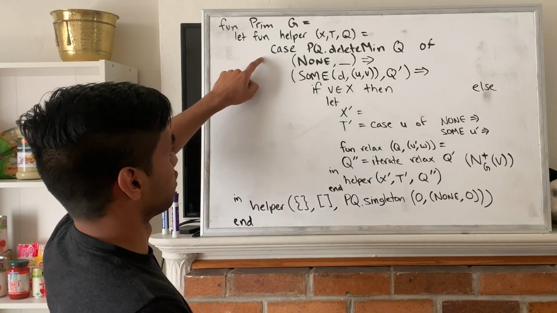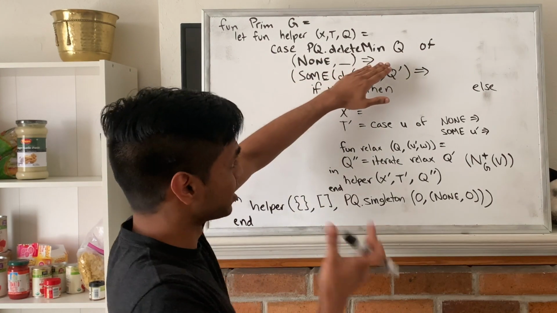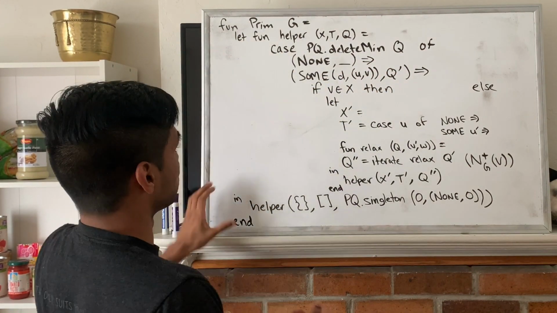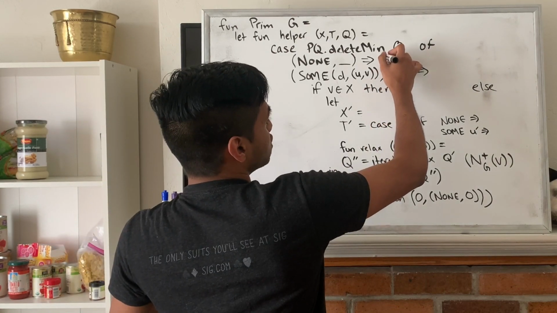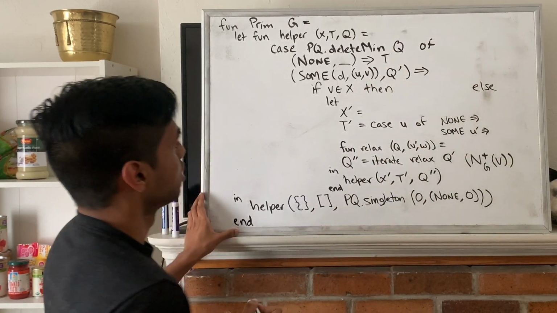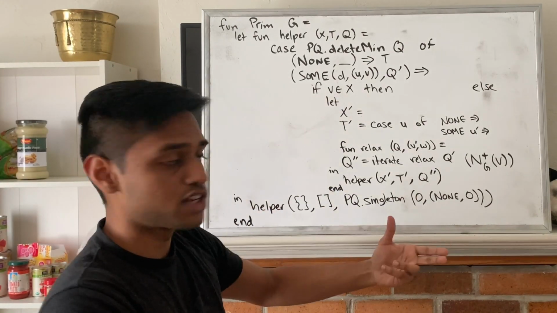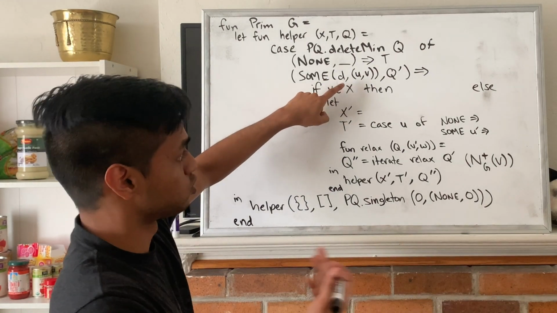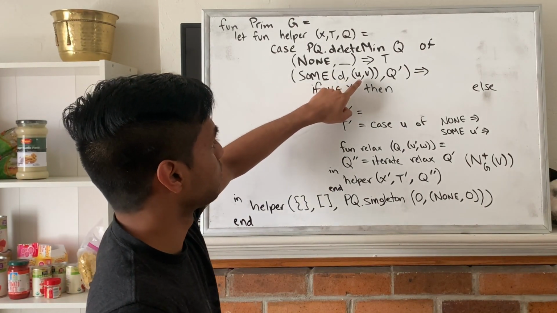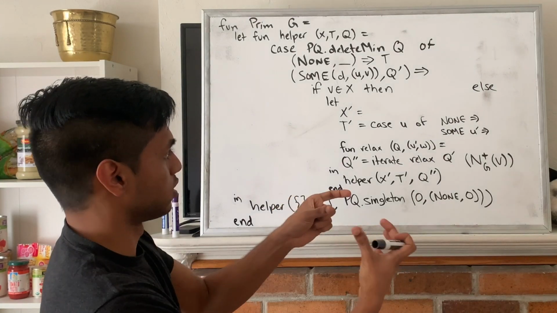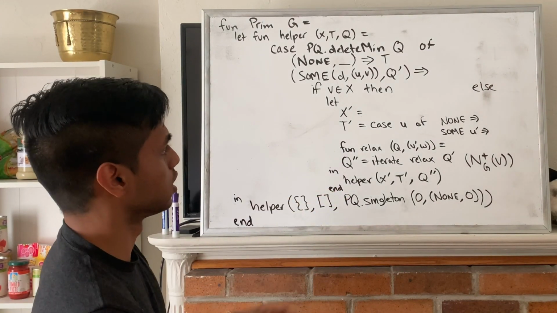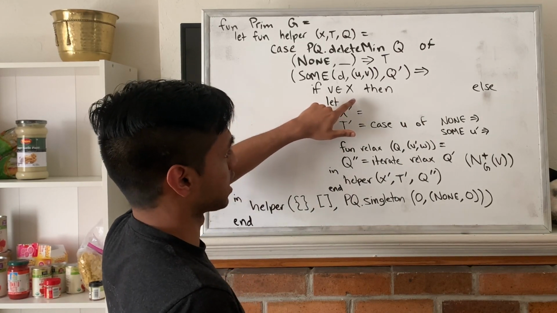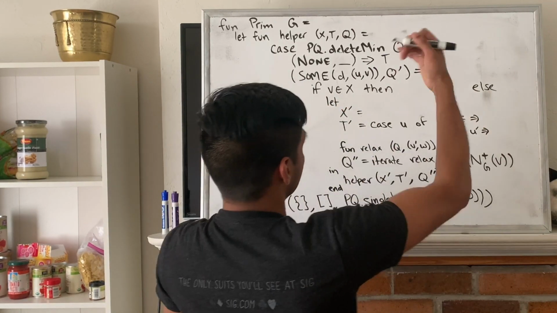Cool. So in each iteration, we're going to find that minimum edge. So we're going to first case on deleting the minimum element, so popping off our Q. And if our Q is empty, then we can go ahead and return our current MST. Cool. But otherwise, if there is some edge that we want to add to our MST, we come into this case. Cool. So we have some edge and its weight is D, and we have UV is like the actual edge that we're going to see if we want to add to our MST or not, and Q prime is our new priority queue. Cool. So if we've already seen this vertex X before, then we can just go ahead and go on to the next iteration of the algorithm.